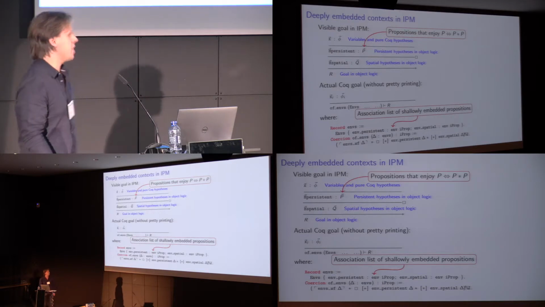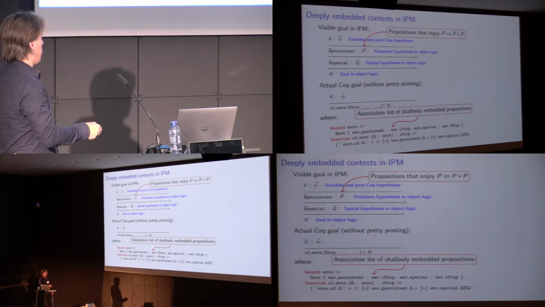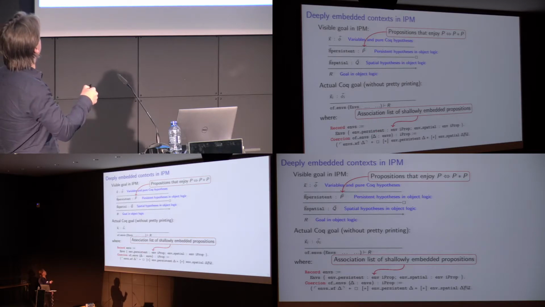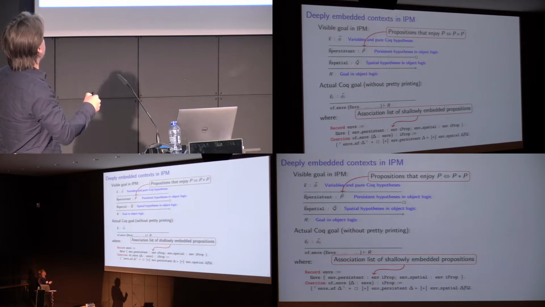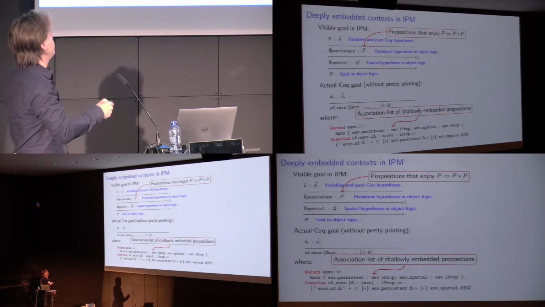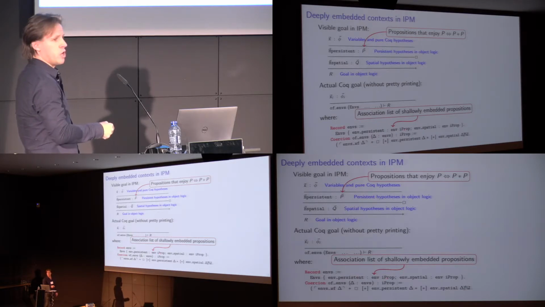So, like I said, we deeply embed environments. They are records of two association lists. So this is the association list corresponding to this persistent context. And this here, the second component of the record, is an association list corresponding to the spatial hypothesis. And the elements of the association list are the shallowly embedded propositions of logic.